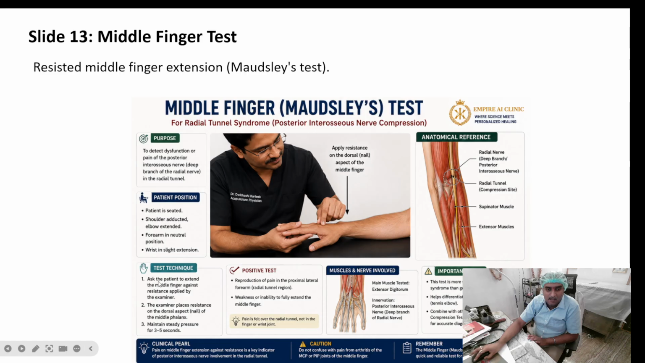Test technique: ask the patient to extend the middle finger against the resistance applied by the examiner. The examiner places the resistance on the dorsal aspect of the middle phalanx. Maintain steady pressure for 3 to 5 seconds. Positive test: reproduction of pain in the proximal lateral forearm radial tunnel region, weakness, or inability to fully extend the middle finger.